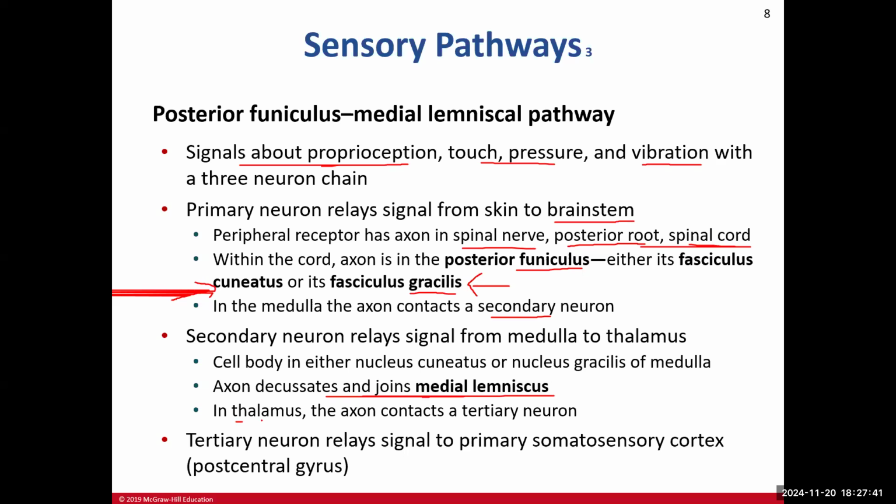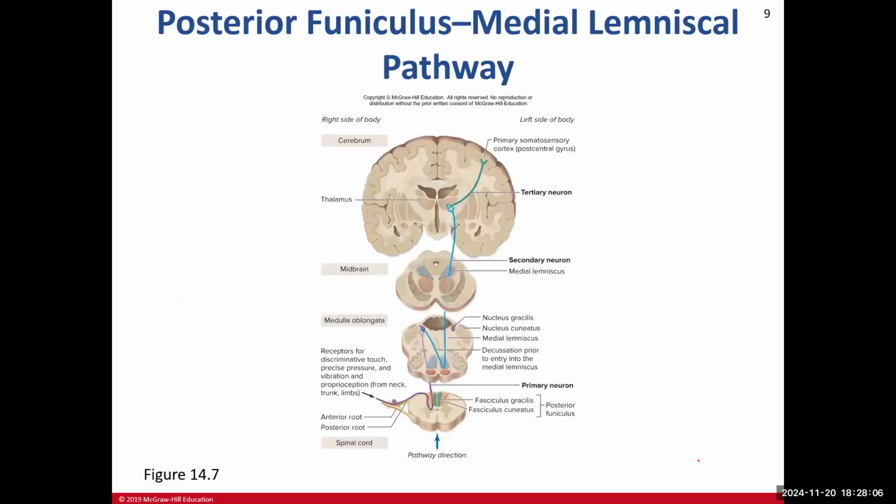And then once it synapses there in the thalamus onto the tertiary neuron, that tertiary neuron is then going to head out to the primary somatosensory cortex located in the parietal lobe of the brain. And again, it's going to be carrying any of those sensations there: touch, pressure, proprioception and vibration. So let's take a look on the picture here and kind of follow it through.